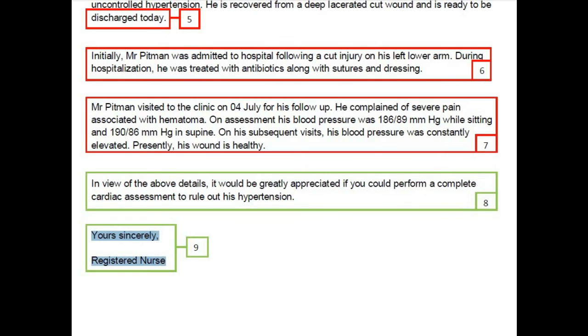Considering the above mentioned points, this letter will score for 310. Thank you.